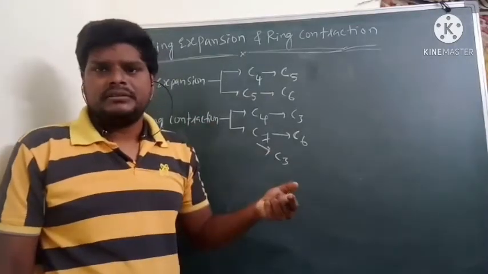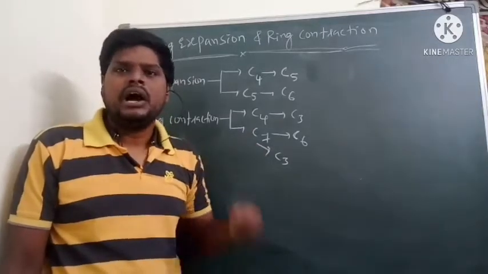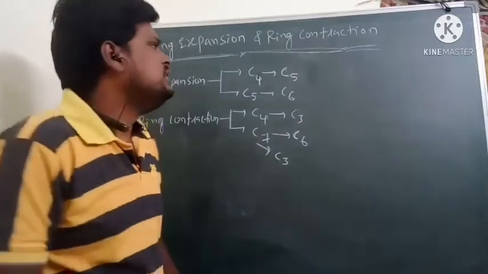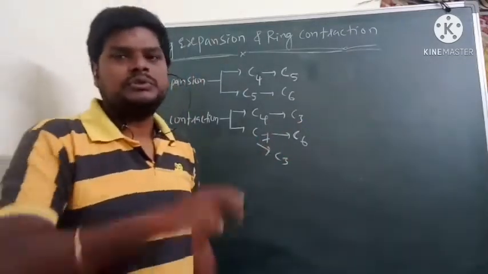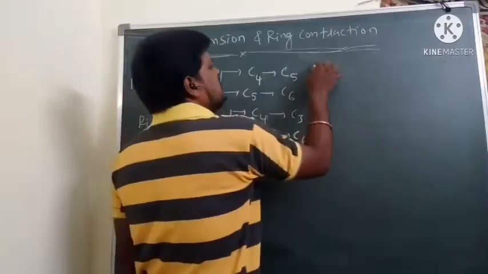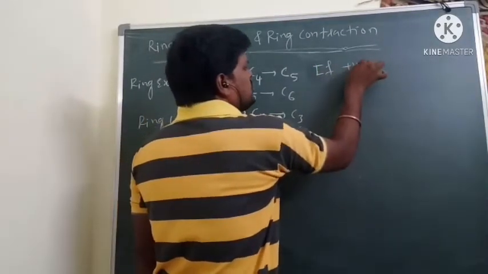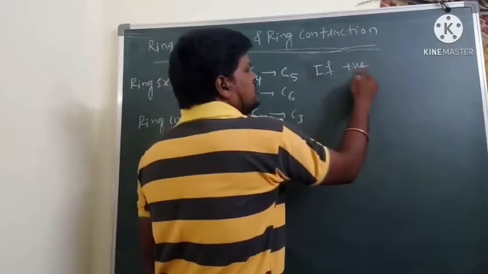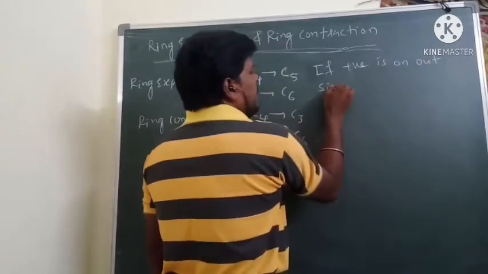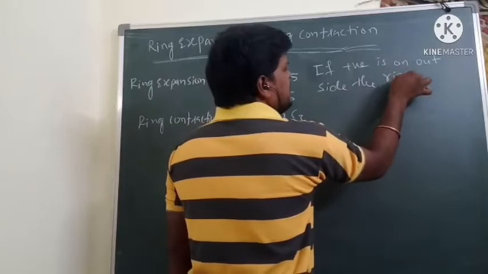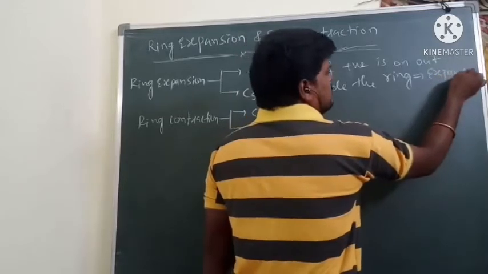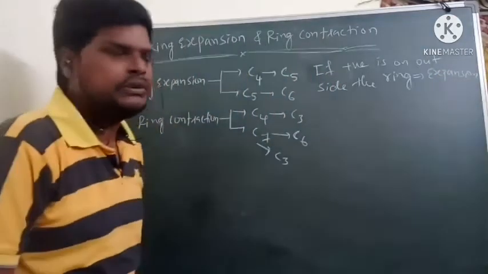So when are expansion and contraction possible, and how do we recognize whether it is expansion or contraction? Here two tricks are possible to recognize expansion and contraction. First rule, it is very important: if the positive charge is outside the ring, in this case expansion is possible.